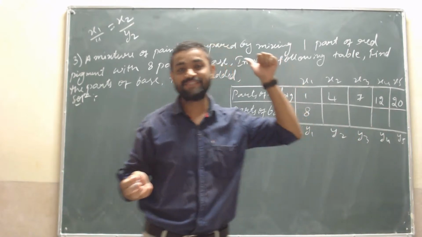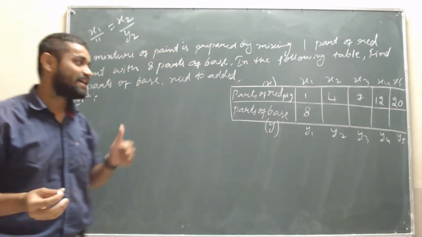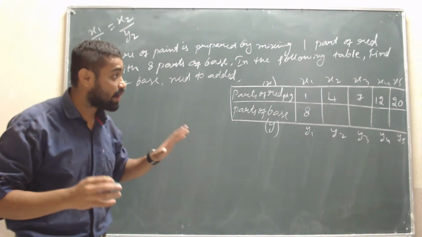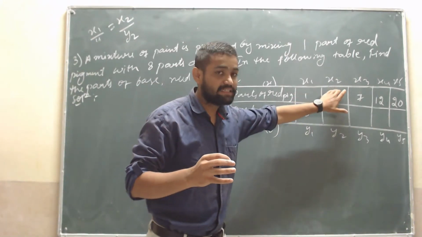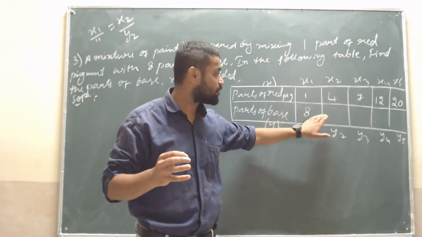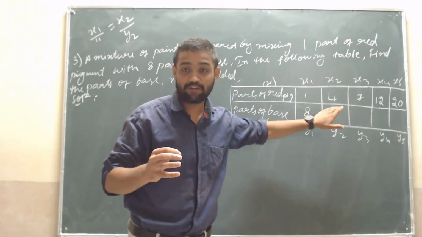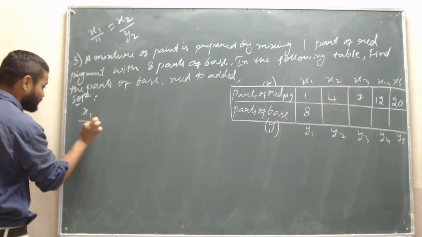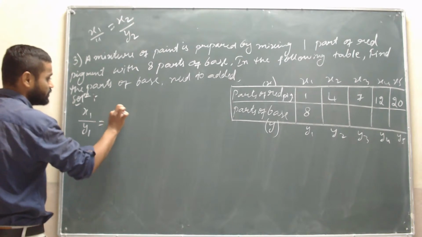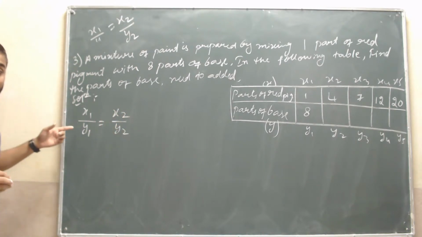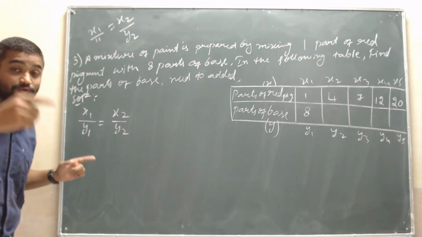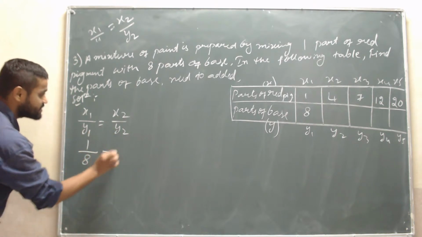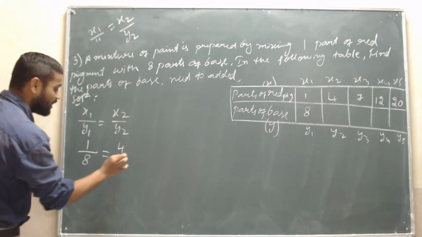How can we find it? Using the direct proportion formula, that is X1 by Y1 is equal to X2 by Y2. So I will consider the first column as well as the second column. Why? Because we know the value of Y1 but we don't know the value of Y2. I will take X1 by Y1 is equal to X2 by Y2. Now substitute the values, students. You have to do it faster than me. X1 value is 1 and Y1 is 8, equal to X2 is 4 and Y2 we don't know.